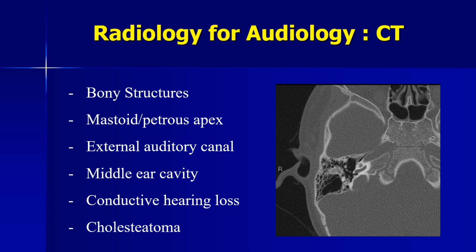CT is especially good in evaluation of the bony structures such as the mastoid and petrous apex bone. CT is very good in evaluation of external auditory canal abnormalities such as congenital narrowing or otitis externa due to infection. CT is the main imaging modality in evaluation of the middle ear, especially for patients presenting with conductive hearing loss. CT is also very good in evaluation of cholesteatoma, where we can see the soft tissue density causing some bony erosions, especially since evaluation of the bone is much better on CT compared to MRI.